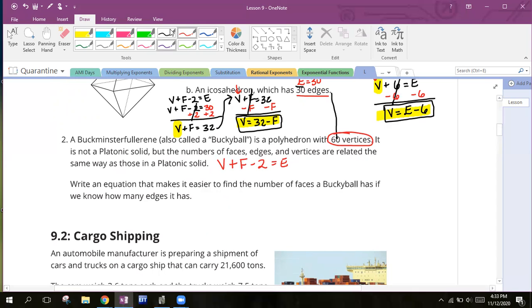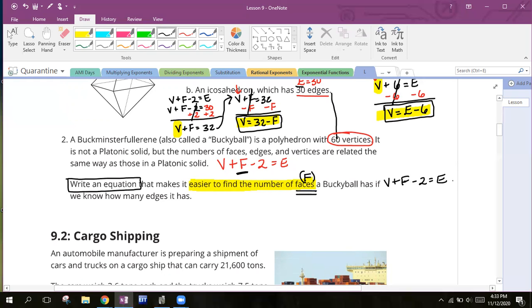Okay, once again, here we are. It wants us to write an equation that makes it easier to find the number of faces. So what's it wanting us to find? Faces, which is F. So they want us to take our equation and solve it for F. But before we do that, we need to simplify and plug in what we know. So I have V plus F minus 2 equals E.